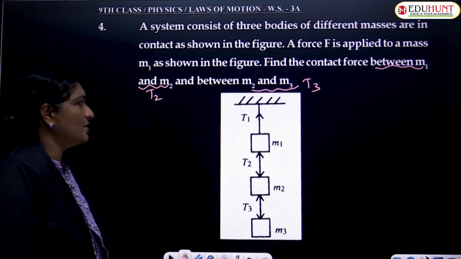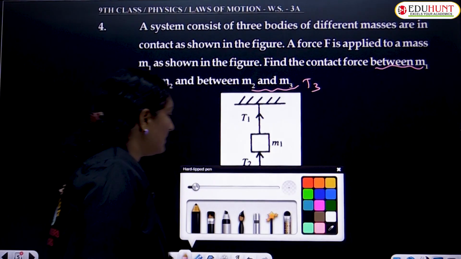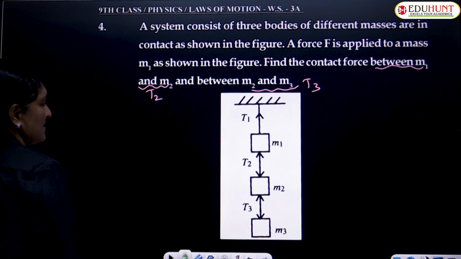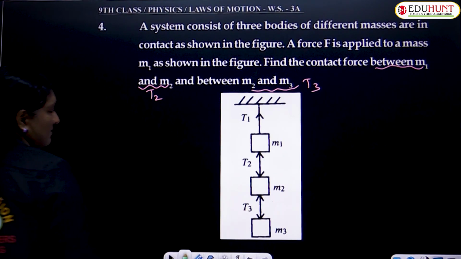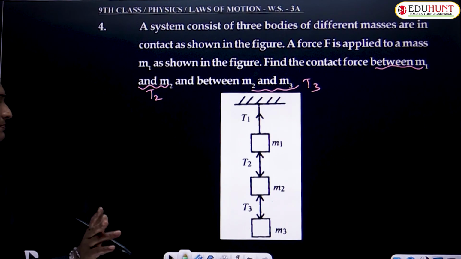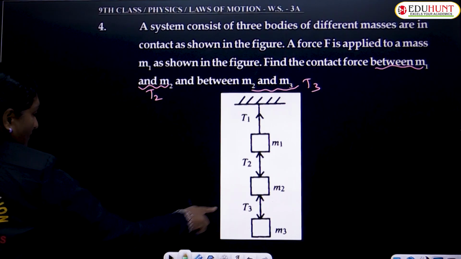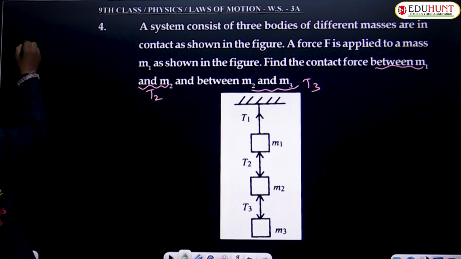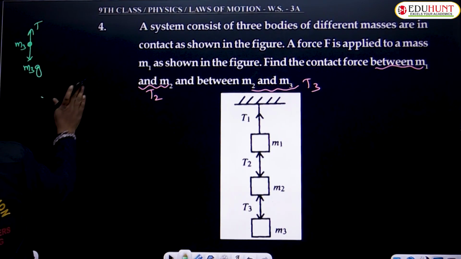So let us try substituting the equation. Before that, let us try to draw the free body diagrams. Where shall we start with? First of all, we'll go with the third mass, m3. The system is not accelerating anywhere. Simply the system is being balanced. So if you consider m3, let us draw the free body diagram for m3. This is your m3 whose weight must be acting downwards and tension must be acting upwards.